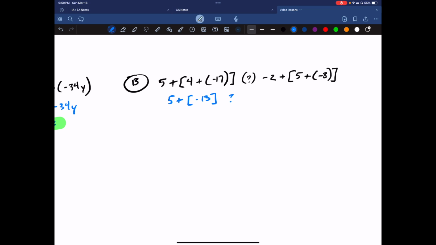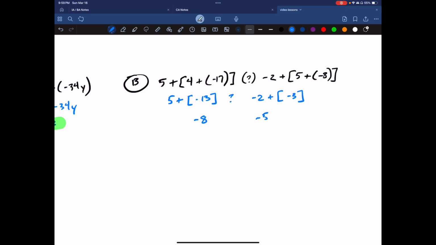Let's see. That's going to be negative 2 plus 5 minus 8, which is going to be negative 3. Okay, so 5 plus negative 13 is negative 8. And then negative 2 minus 3, or plus negative 3, is negative 5. All right, clearly they're not the same. All right, which side is bigger?